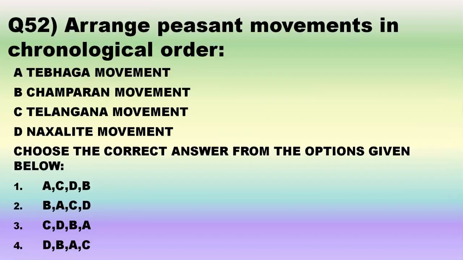Next, here you have to arrange peasant movements in their chronological order. Tebhaga, Champaran, Telangana, Naxalite. Let's match. First we'll have Champaran, then Tebhaga, after that Telangana, and the Naxalite finally. So the answer will be B, A, C, D.